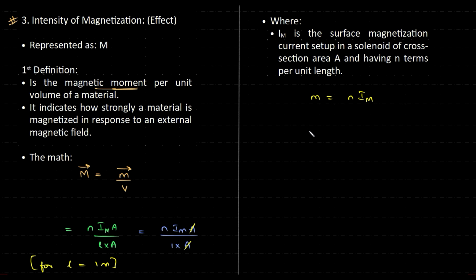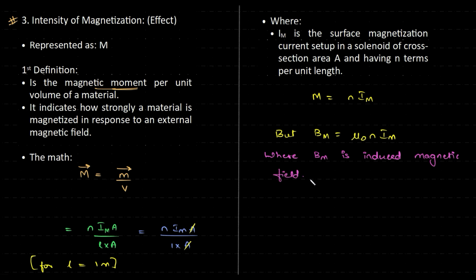And we have, sorry, capital M. And we'll express it in terms of Bm, which is equal to mu naught Nim. Where Bm is the induced magnetic field. Please don't mind, my device has some glitch.